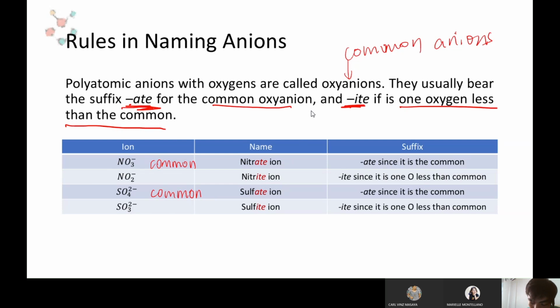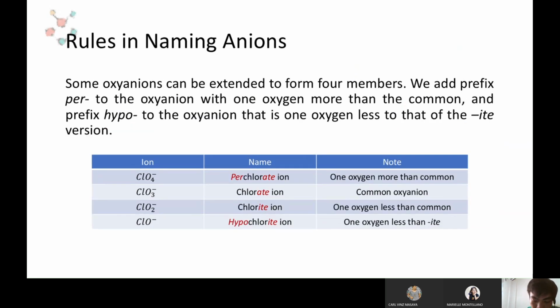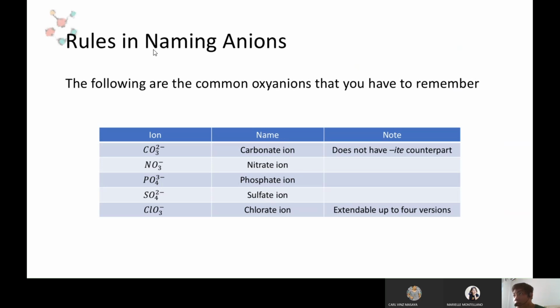Sino po, sir, yung mga common oxyanion? Punta tayo dito sa slide na to. So, these are the following common oxyanions that you have to remember. Ito yung mga kailangan natin kabisaduhin. So, CO3, negative 2. Ang name niya ay carbonate. Again, bakit "ate"? Kasi siya daw yung common. Okay? Ano pa yung note dito? Sabi dito, this carbonate does not have an "ite" counterpart.